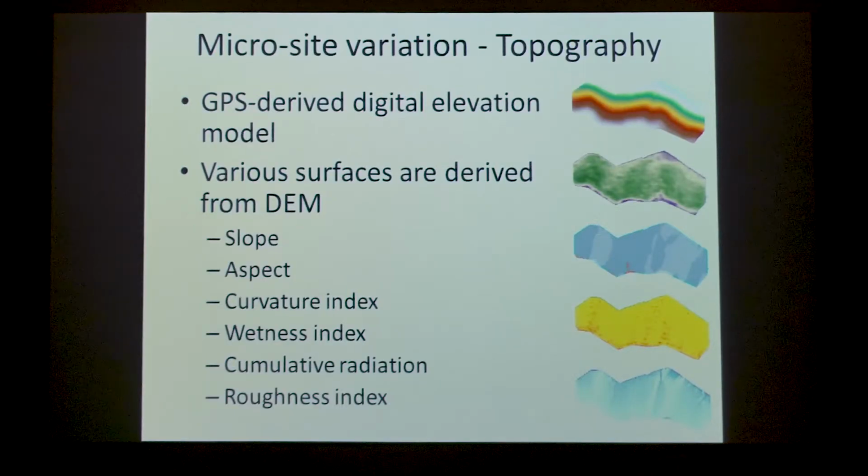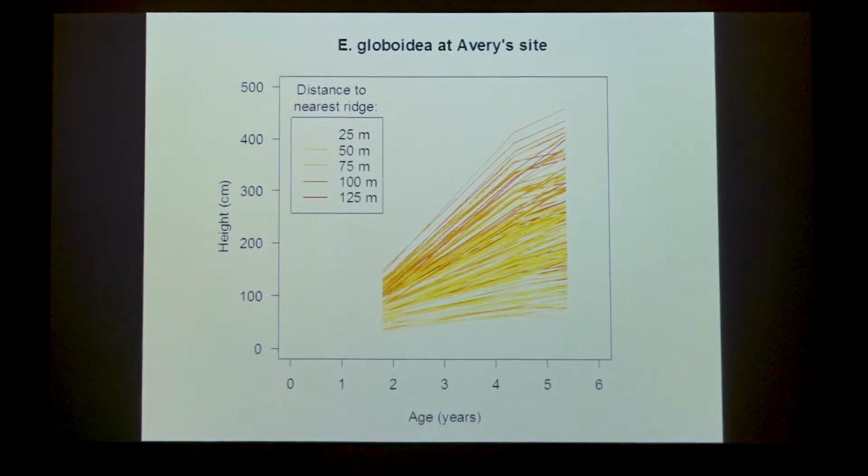Once you have a digital elevation model, you can produce a number of other surfaces, things like a slope surface, an aspect surface, curvature, wetness, cumulative radiation, roughness, and all of these different surfaces can be used to describe why we're seeing differences in growth within a site. So, with that side of things taken care of, once you've described the site and you know the tree growth at a site, you can start producing these pretty pictures. So over to Euan.